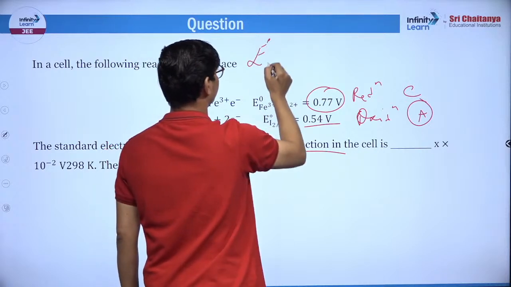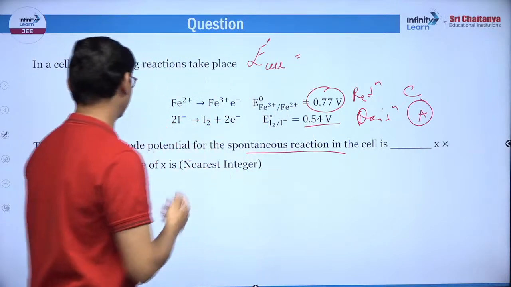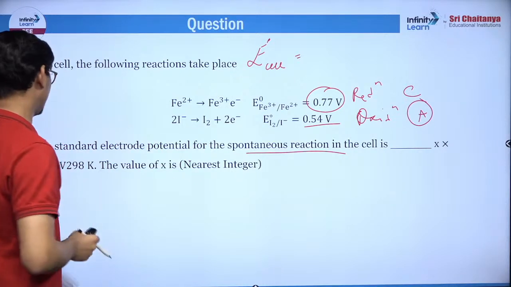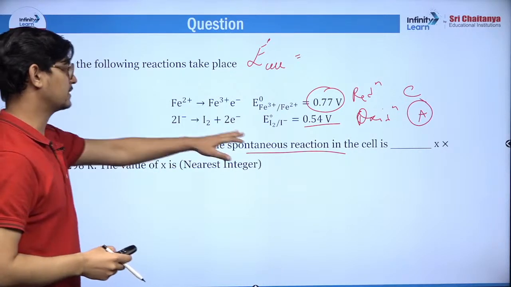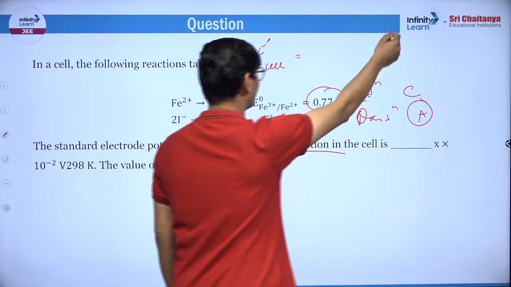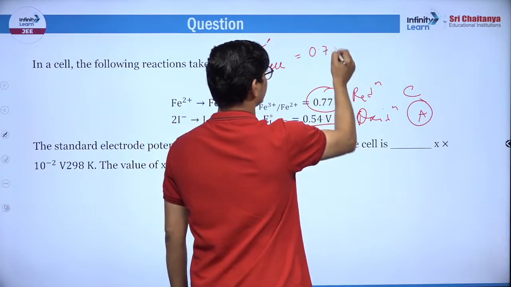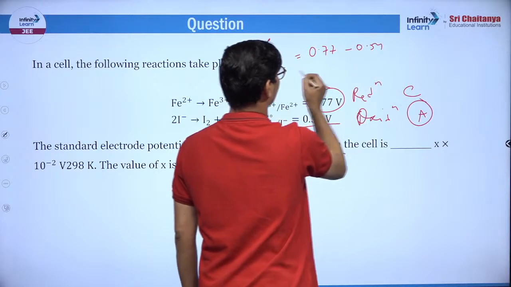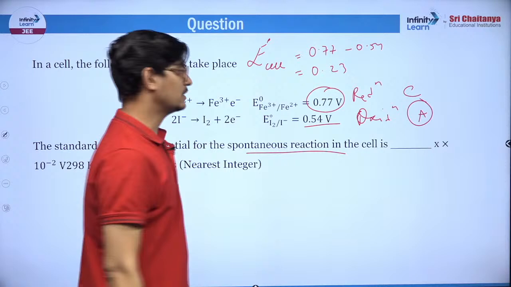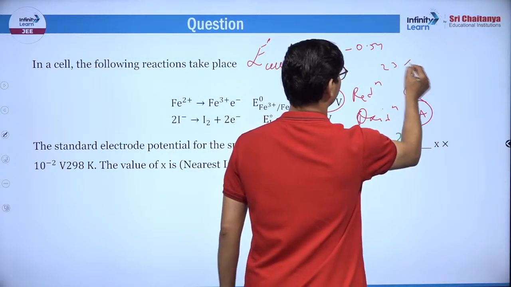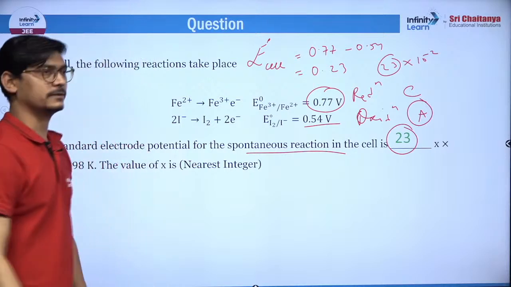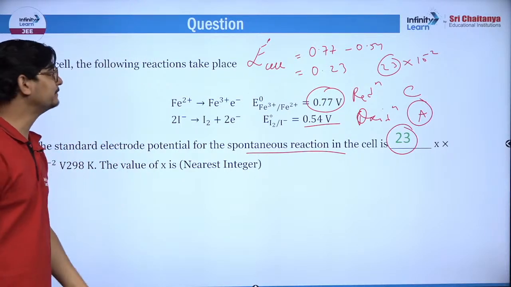And what is the EMF? What is EMF? Yeah, that is what they are asking, the standard electrode potential for the spontaneous reaction, actually it is standard cell potential for the spontaneous reaction in the cell. So that will come out to be, you guys know, E naught cathode minus anode. So this would be 0.77 minus 0.54. So this would be 0.23, right? So which can be written as 23 into 10 raised to the minus 2. So 23 will be your correct answer. Is that clear guys? Okay, I hope you understood this.